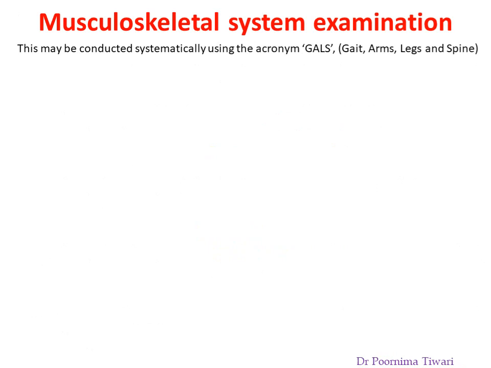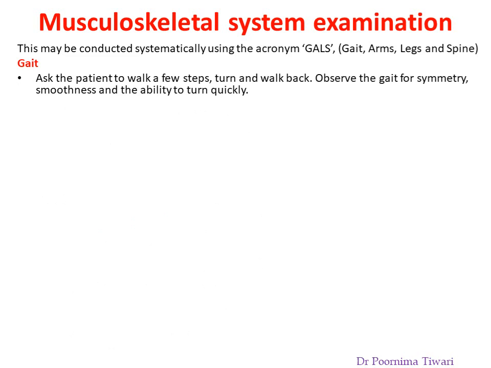The musculoskeletal system should be examined in the elderly, and this may be conducted systematically if it is conducted under the acronym GALS, which is short for gait, arms, legs and spine. Gait. Ask the patient to walk a few steps, turn and walk back. Observe the gait for symmetry, smoothness and the ability to turn quickly.